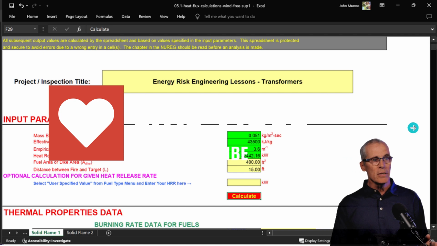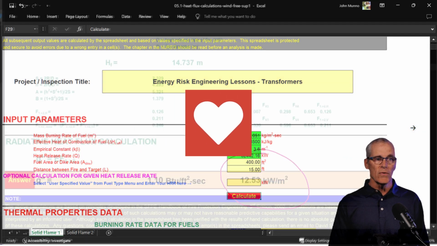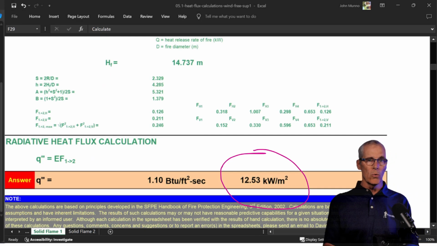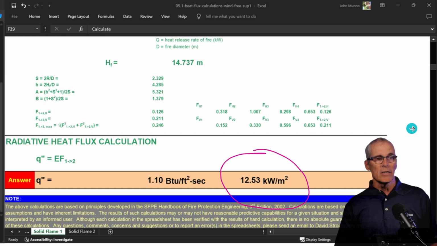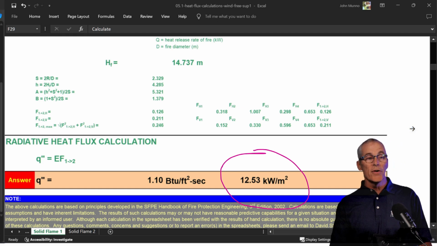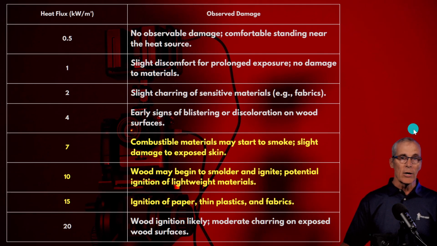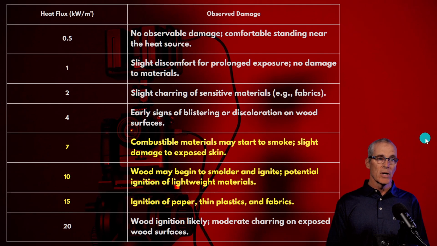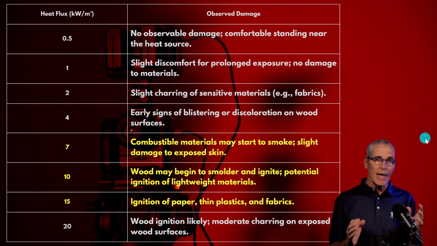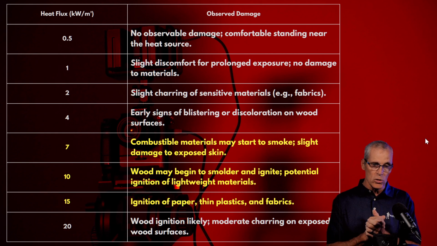Plug it all in. 400 square foot with 15 feet of separation. Whoa. 13 kilowatts per meter squared. We're definitely looking at damage to the nearby transformer. Both transformers are gone if either one of these catches on fire. So that's something that we want to use these tools for.